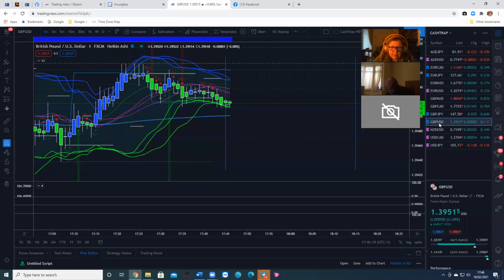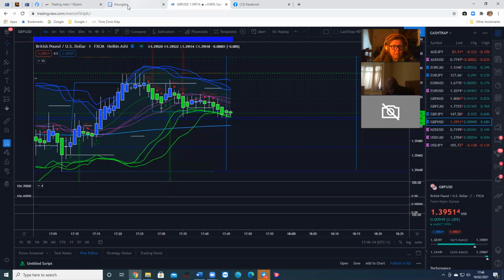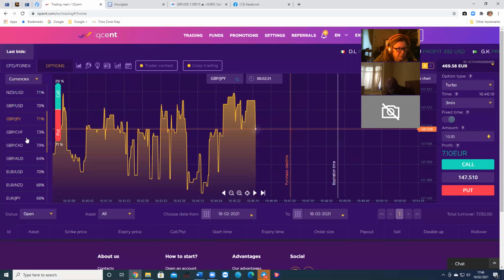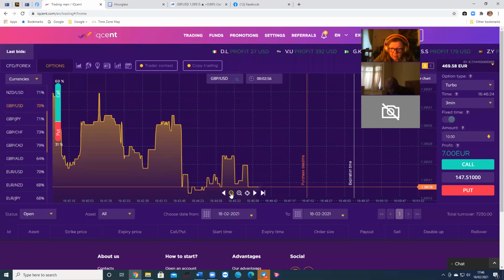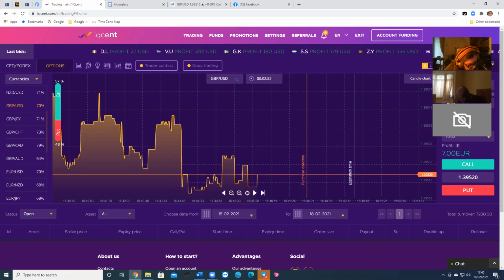GU, that is again in quite a good position. GU's paying out at 71. Let's see if we could catch something here. 70, just dropped a little bit. That's at 516. GU 516.